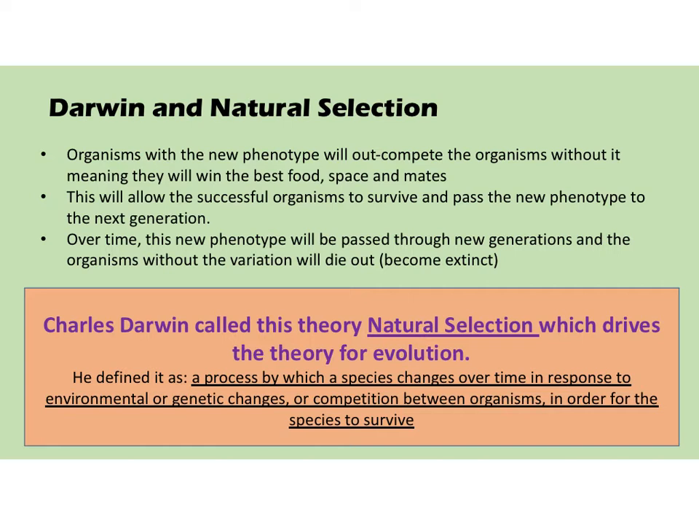Charles Darwin was the scientist that called this theory natural selection, and he said that this theory drives the theory of evolution. He defined natural selection as a process by which a species changes over time in response to environmental or genetic changes or competition between organisms in order for the species to survive. Okay, so that's what Charles Darwin said was the definition for the theory of natural selection, and this theory drives the theory of evolution.